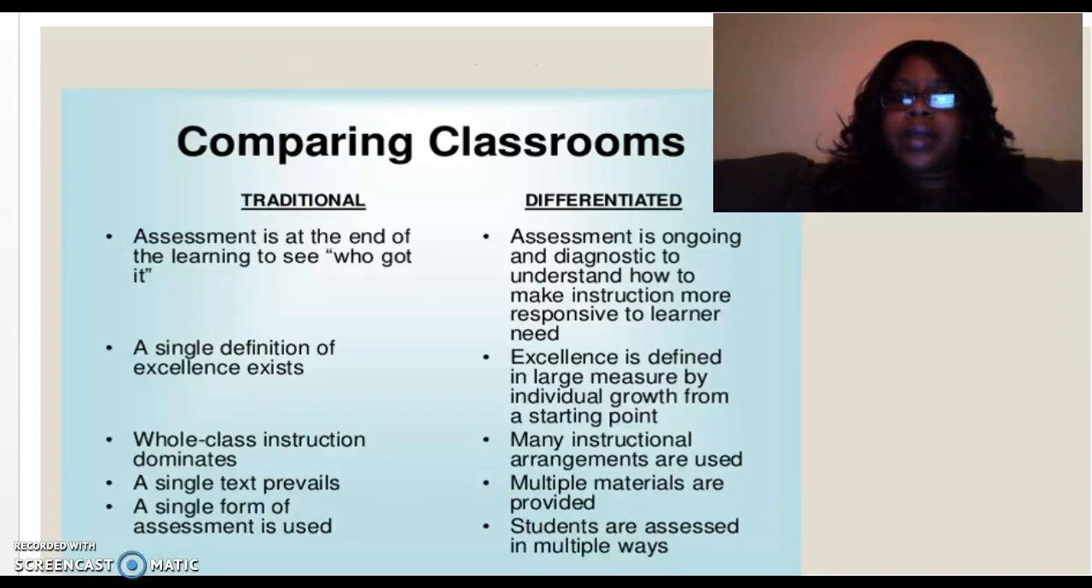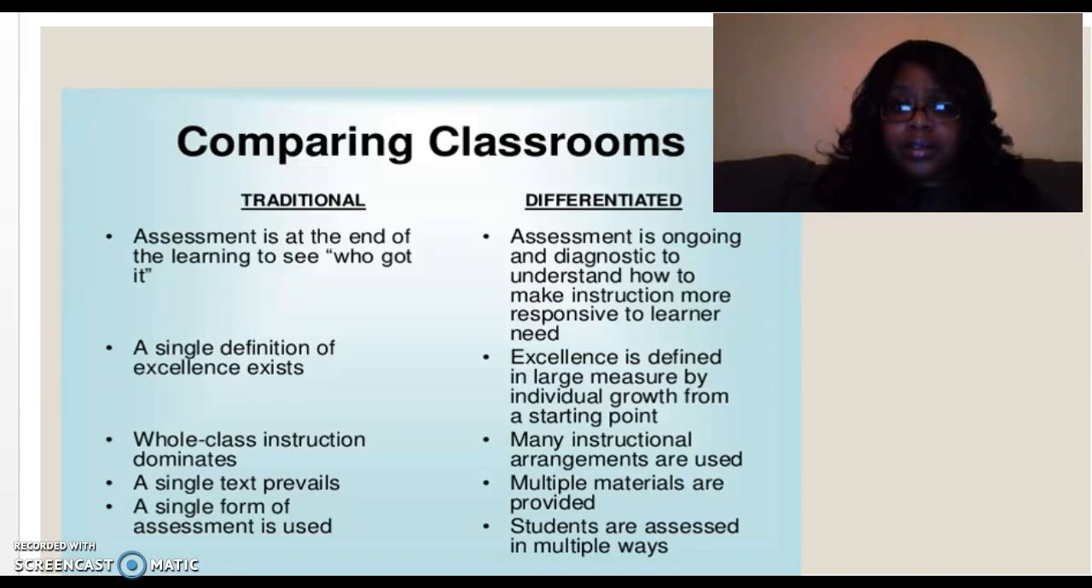Okay, so comparing classrooms. You have the traditional classroom and the differentiated classroom. Oh, I'm getting tongue-tied today. Okay, so the traditional classroom looks like this: assessment is at the end of the learning to see who got it. A single definition of excellence exists. Whole class instruction dominates. A single text prevails. A single form of assessment is used.